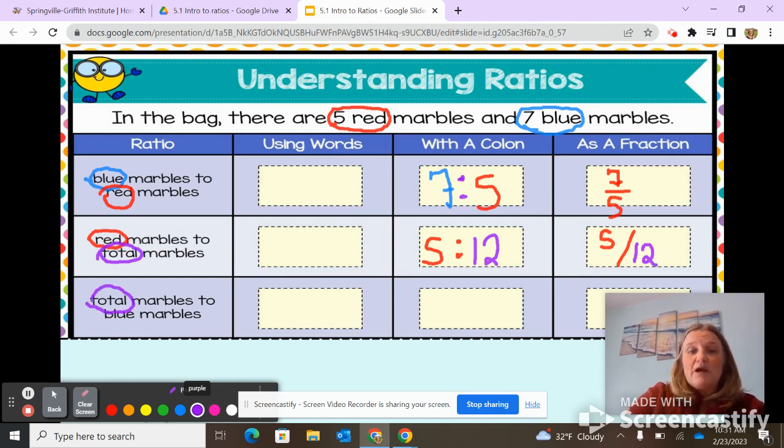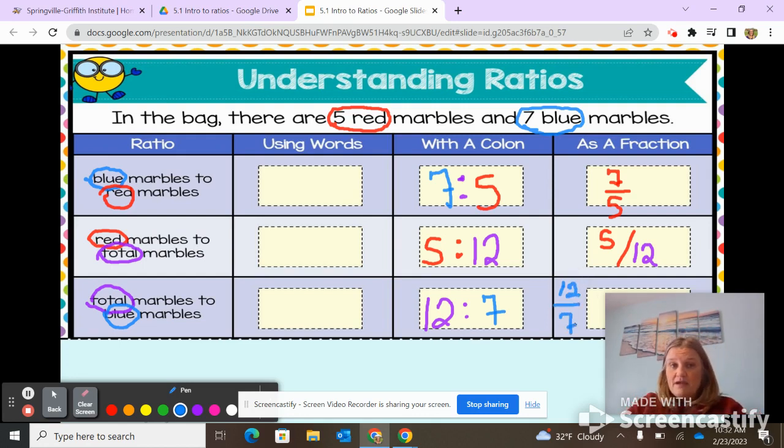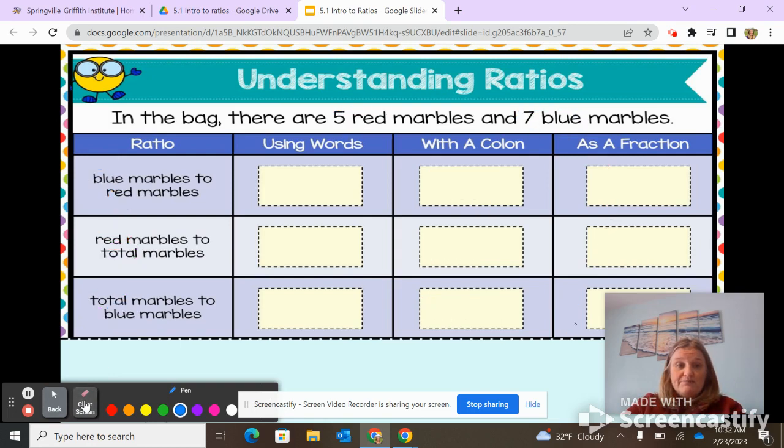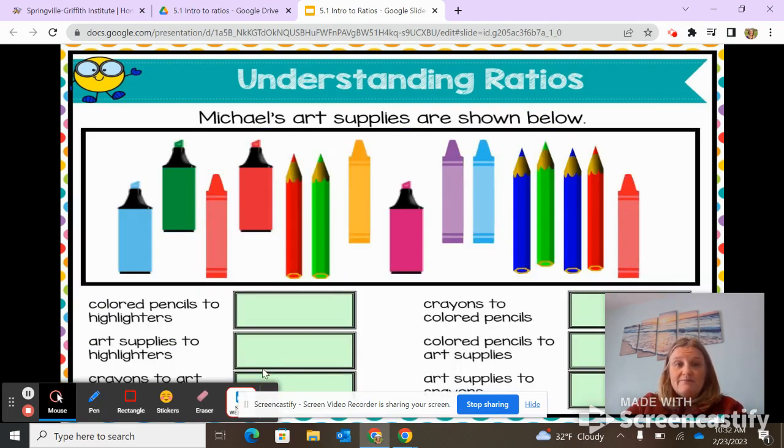I have total number of marbles, which would be 12, to how many blue marbles? Notice I'm circling words as we move through, and I have 7 blue marbles. So we read that as 12 to 7. And as a fraction, I'm going to squeeze it in over here. I have 12 over 7. Okay? All right, so order matters. It depends on what comes first, and that's the first number that you put. Okay, let's try another slide.